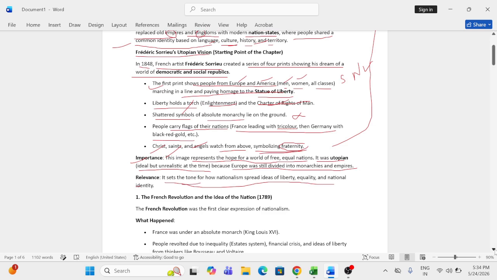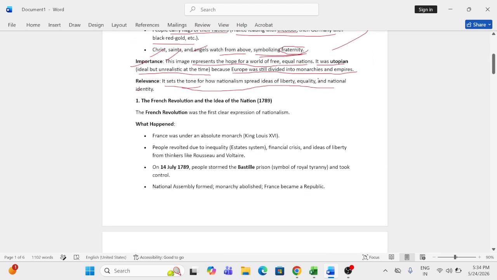Now we should move on to the next one, the French Revolution of 1789. The French Revolution was the first clear expression of nationalism. France was under an absolute monarch, King Louis XVI, and we have already studied this in class 9th.